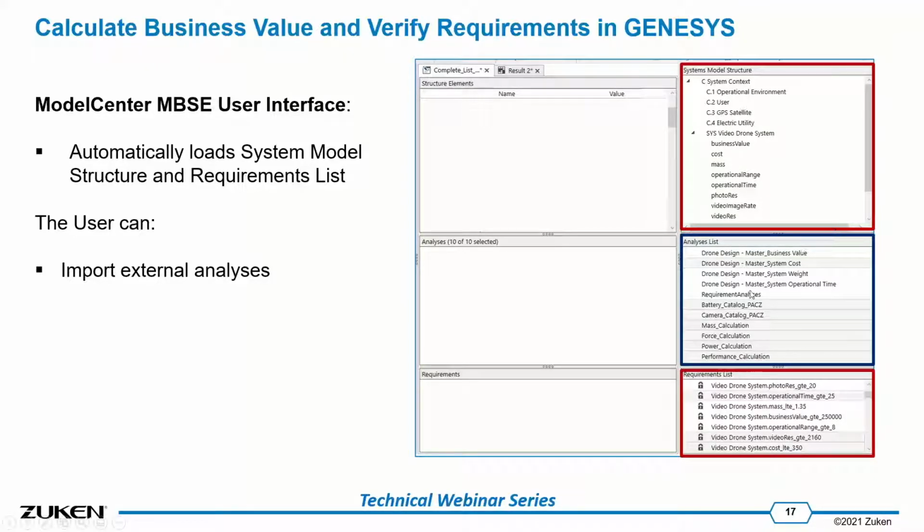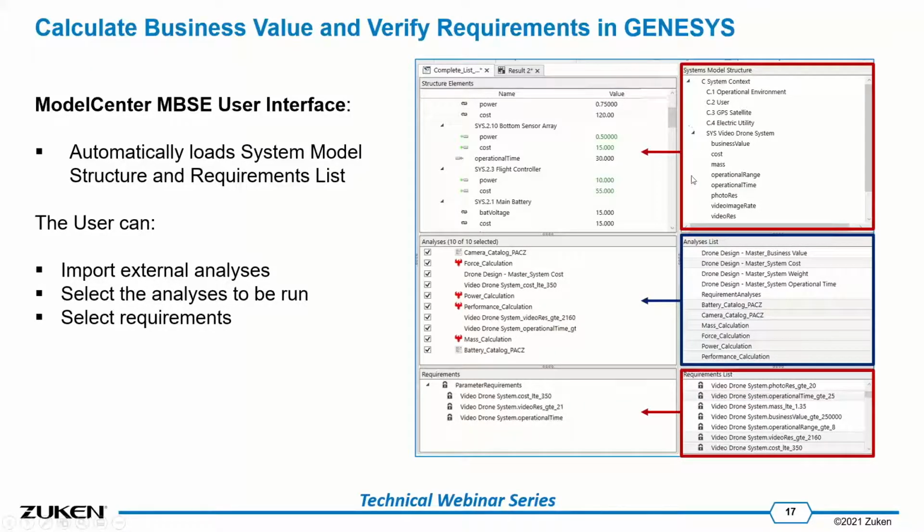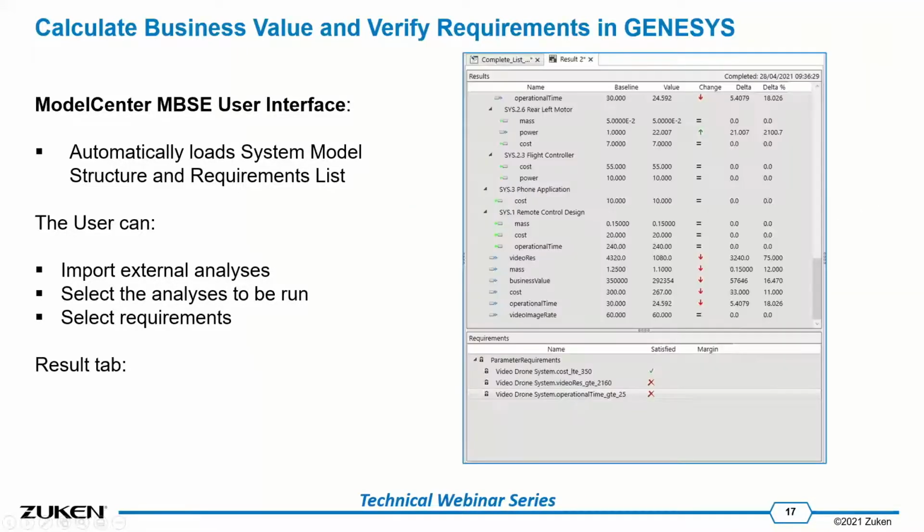So we will create a library of analyses. You will then have to select the analysis to be run, as well as the requirements that you would like to evaluate here. And once you do that, Model Center will automatically pull out the parameters in the system model that are involved in this analysis. You will be able to change the input values of the different parameters and simply click on the Run button and get access to this Result tab.